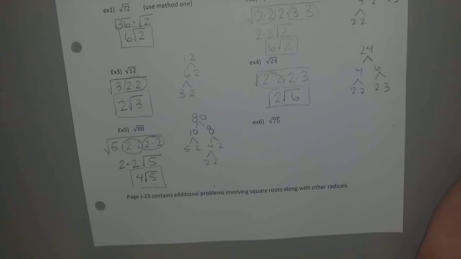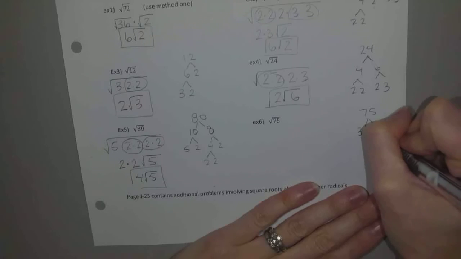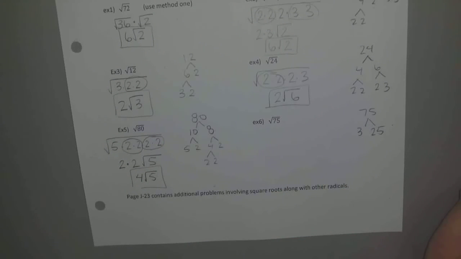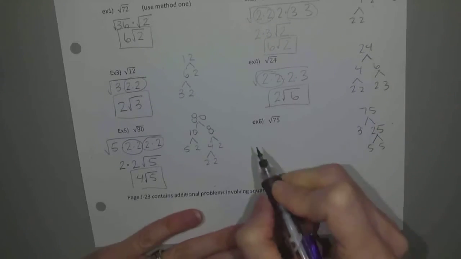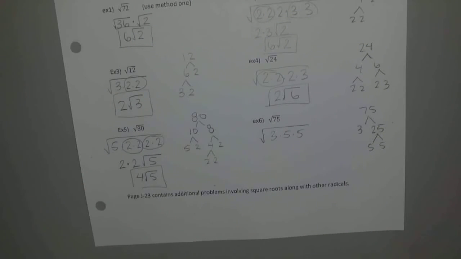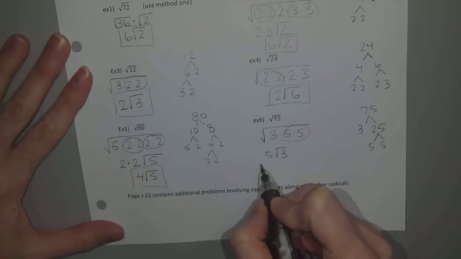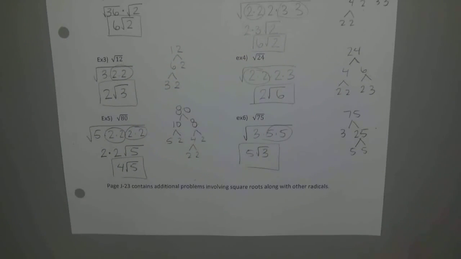75 is the same way. Anytime I think of 75, I think of quarters, right? How many quarters do you have if you have 75 cents? 3, right? So 75 is 3 times 25, but why does that help us? What happens to 25? 5 and 5. So we have 3 times 5 times 5. And notice when I put these in, it doesn't really matter how you put them in, but I always try to put the pairs together if possible, so you see them. Whether they're in the front or the back, it doesn't matter. So what do we end up having? 5 root 3.